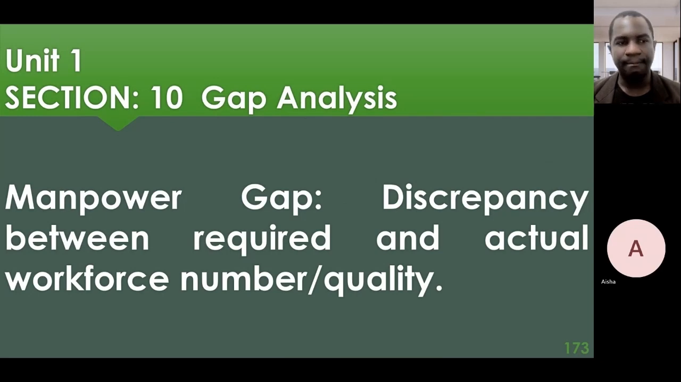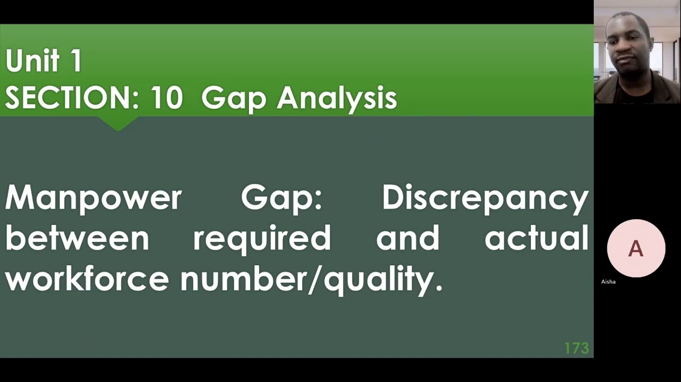And finally, the manpower gap. The manpower gap is the discrepancy between what you require as a workforce or human resources, between the number you have working for you and the number that is supposed to be available to make your work flow efficiently. So there's a manpower gap where you have fewer staff doing more. So that's the discrepancy between the actual and what is supposed to be in the workforce.